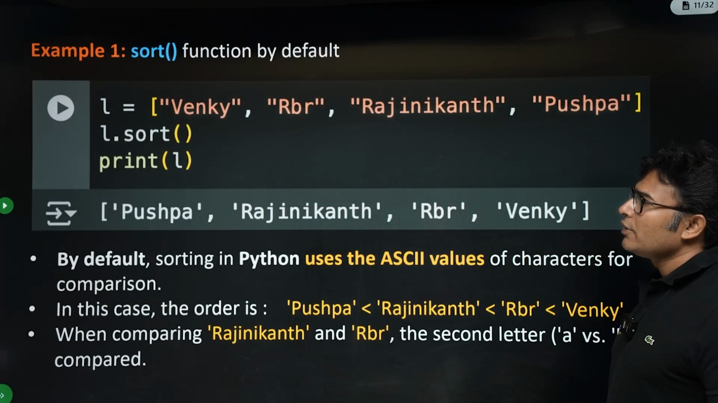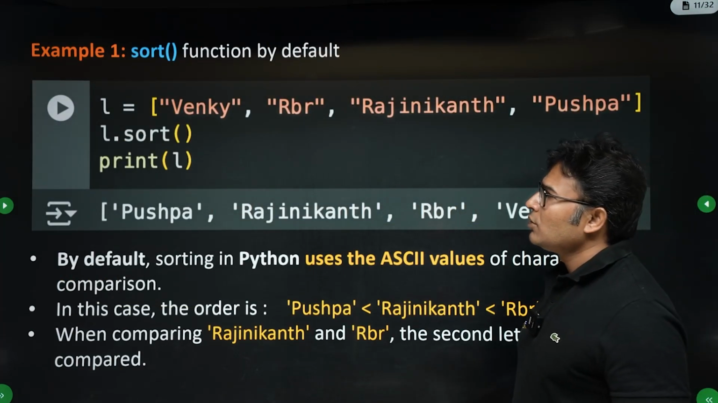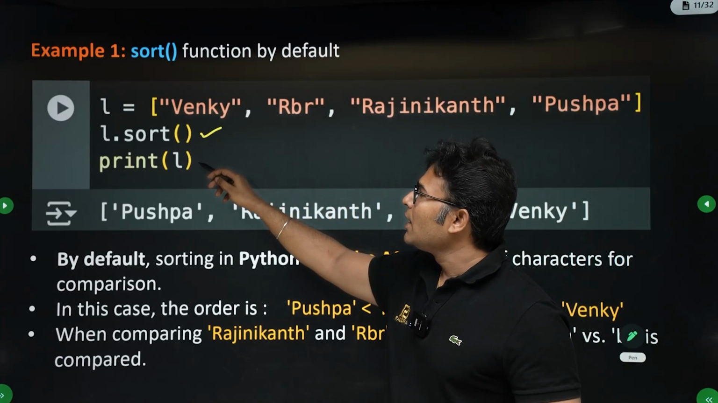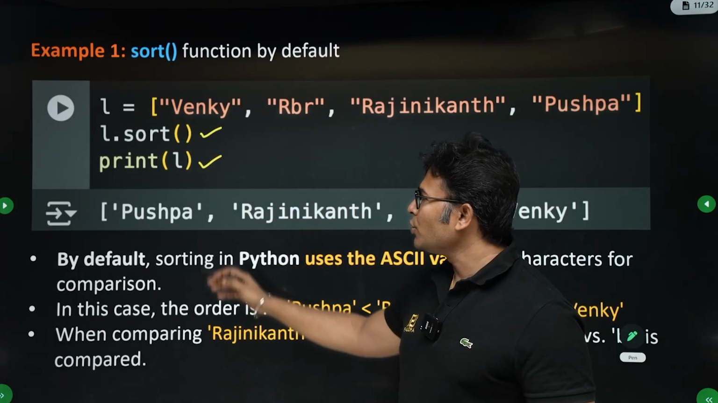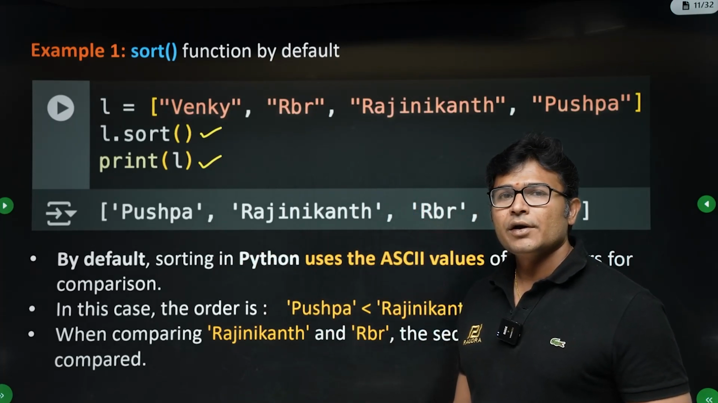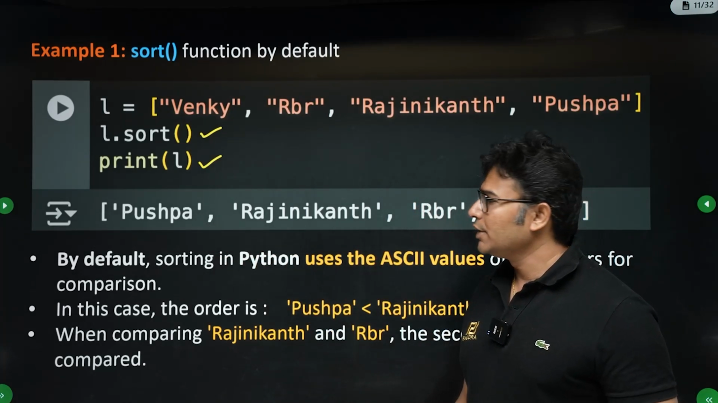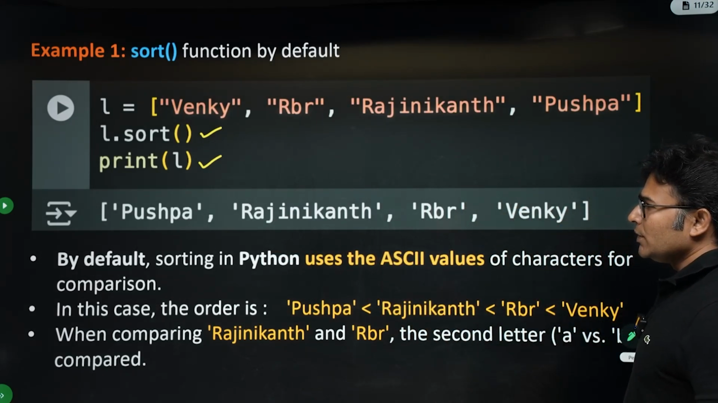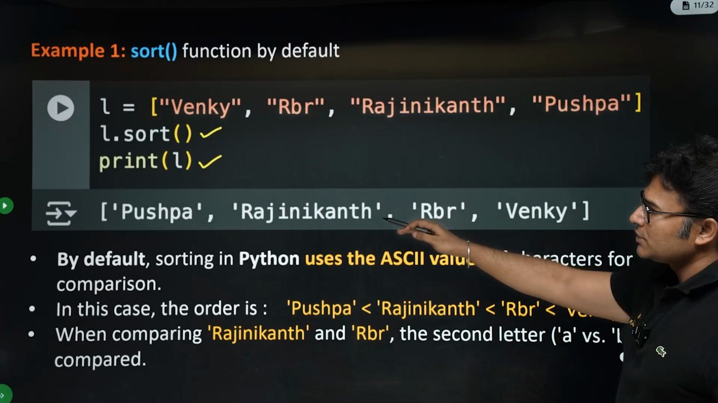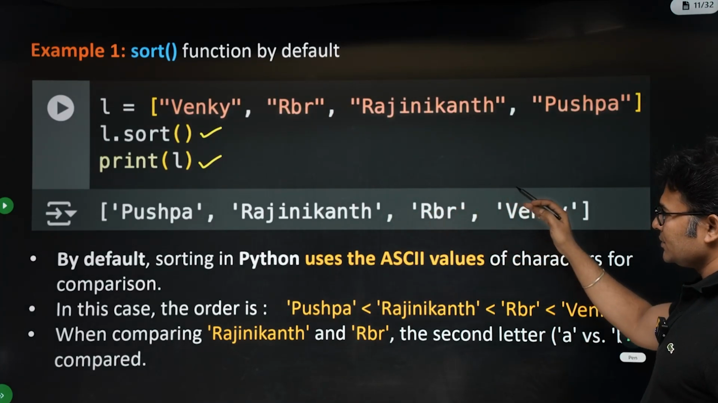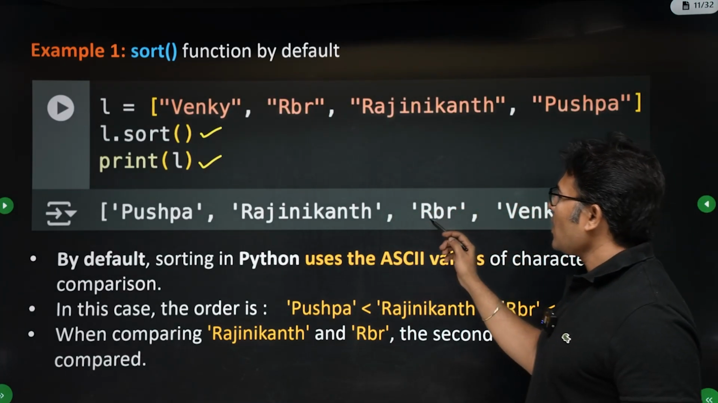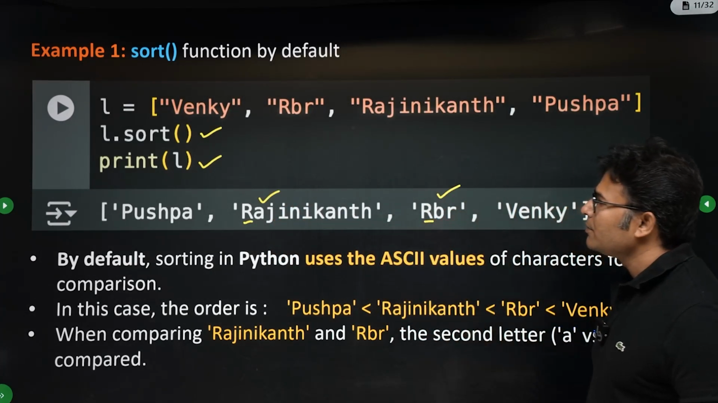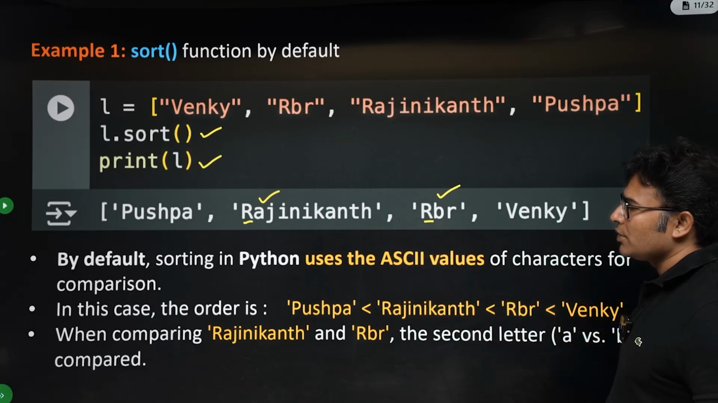Now you see this. There is a list, and if I apply list.sort and look at the list, it is going to be sorted. What order is it following? ASCII values. It is going to take the ASCII values for comparison. So in this case, Pushpa is less than Rajnikant is less than RBR is less than Venki. When the first letters R and R are the same, the second letters are compared, A and B. So A is less, that is why we got this order.